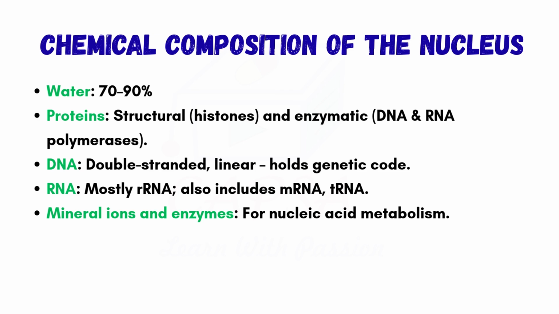The nucleus is made up of about 70 to 90% water. It also contains structural and enzymatic proteins like histones and polymerases, DNA which stores the genetic code, and different forms of RNA, mostly rRNA. It also contains enzymes and ions which are needed for DNA and RNA synthesis. This rich biochemical environment supports the complex functions of the nucleus.